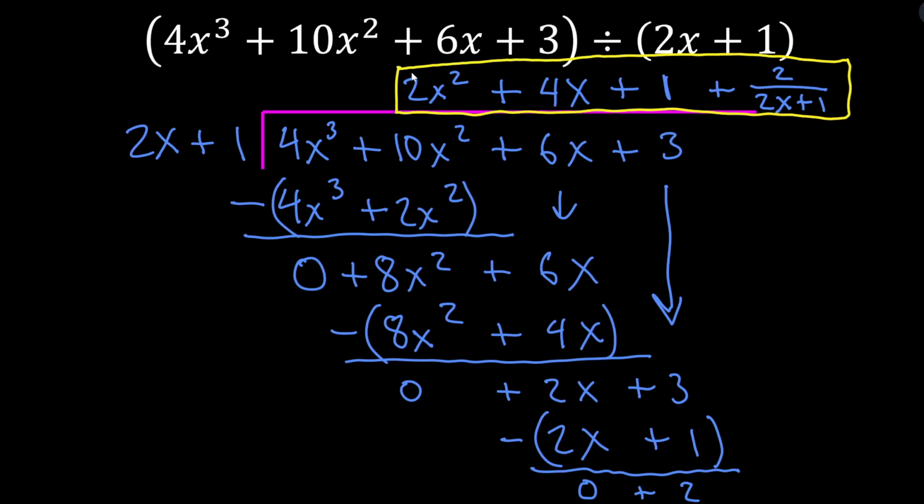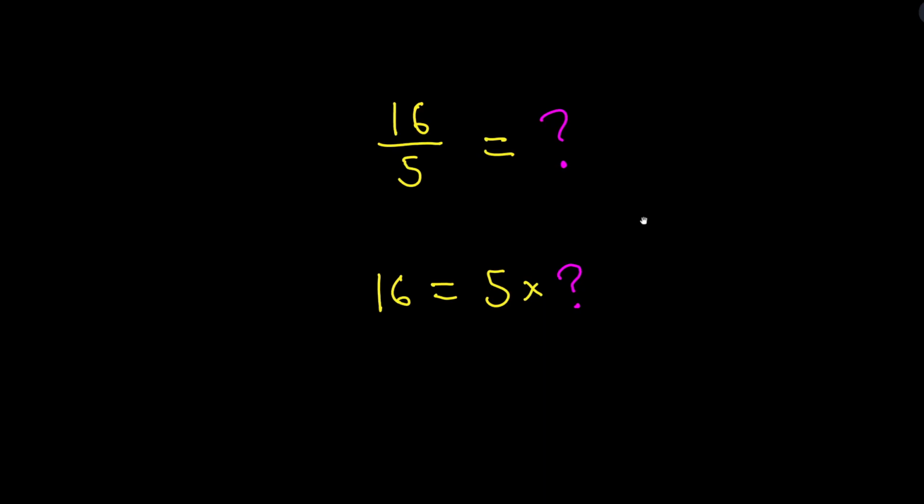Let's see if we can make a little bit of sense of why this is the case. So if we had 16 divided by 5, we could think about this as what do I multiply 5 by to get 16? So for this example, what can I multiply 5 by to get 16? Well, that's 3. That's the closest whole number, but we have 1 left over. That's our remainder, right? So how do we write what 16 divided by 5 is equal to? Well, it's equal to 3.